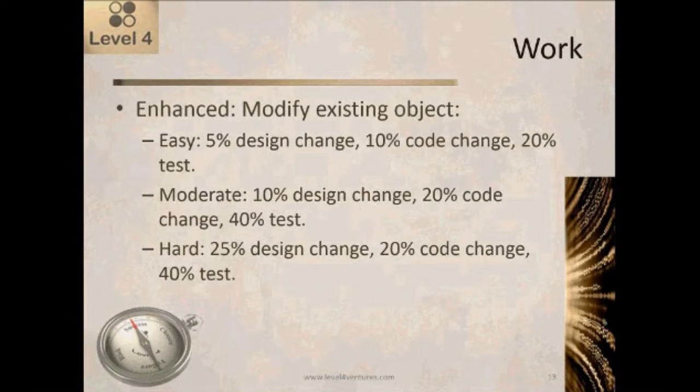What was that for hard? 25, 50, yeah. 100? I'll give it to you again. Yes, so a hard change is a 25% design change, a 50% code change, and a 100% test. So if you'll notice, the pattern here is that ExcelerPlan assumes that whatever the design percentage is, twice that amount of code will be changed. And whatever the code that's changed is, twice that amount of code will need to be tested.